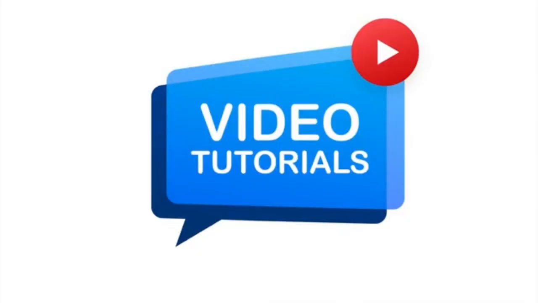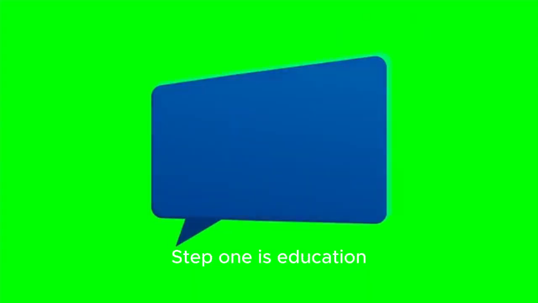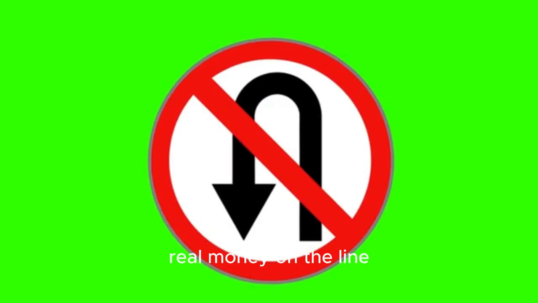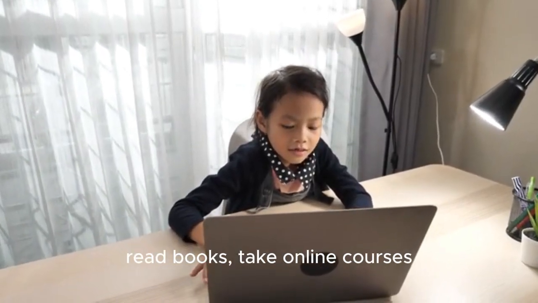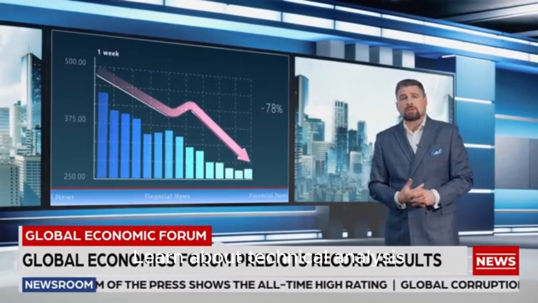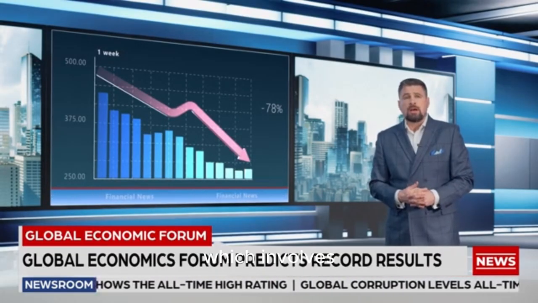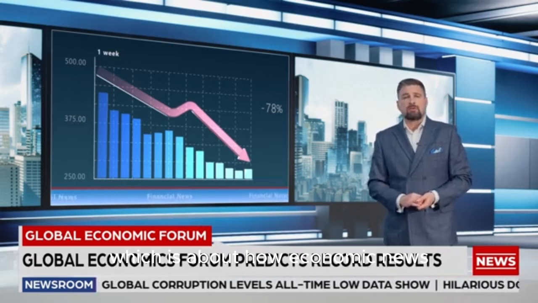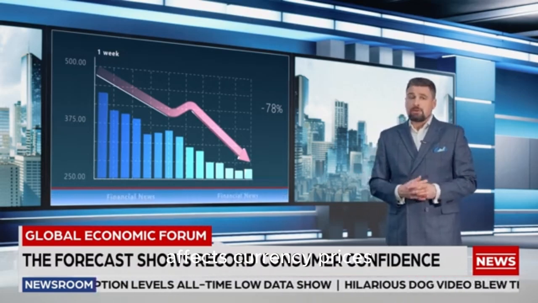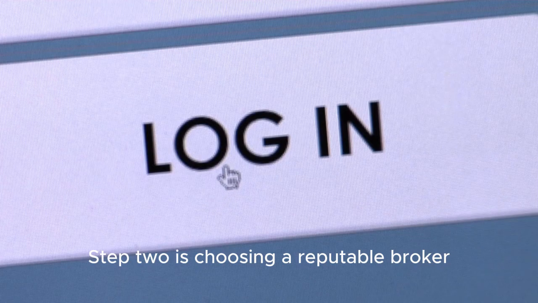Alright, so you've decided you want to give it a shot. How do beginners in the USA actually start trading? Step 1 is education. Don't even think about putting real money on the line until you understand the basics. Watch videos like this one, read books, take online courses. Learn about technical analysis, which involves reading charts and patterns, and fundamental analysis, which is about how economic news affects currency prices.